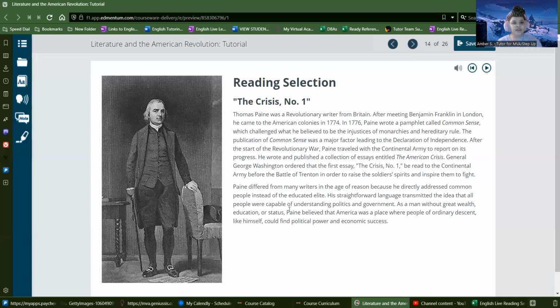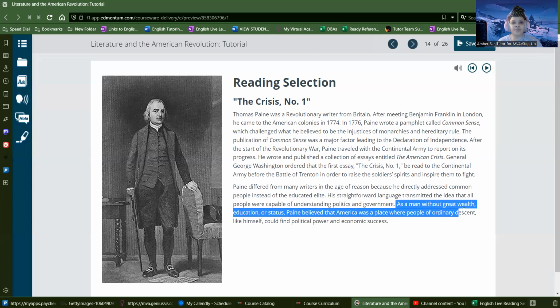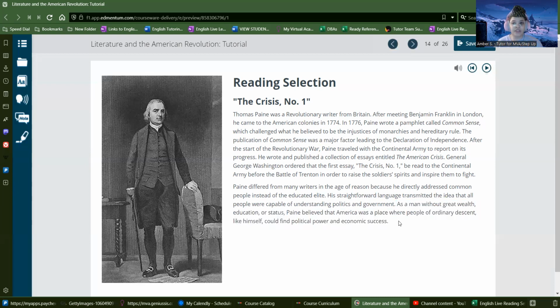And then here, just to finish it off, he was a man without a lot of wealth, education, or status himself. So he believed that America was a place where people who came from not high-born backgrounds like himself could actually be successful. So he's definitely one of the proponents of the idea of the American dream, that early on, before it was fully a thing. He believed that you could make your fate in America, and that was very important. They were fighting for the existence of a place where that was possible.